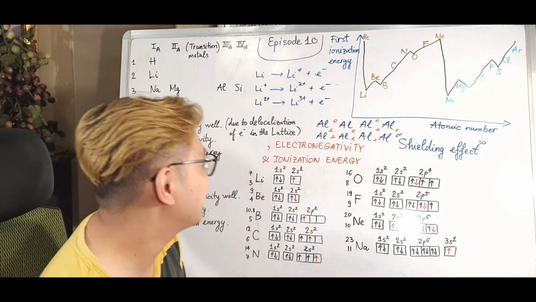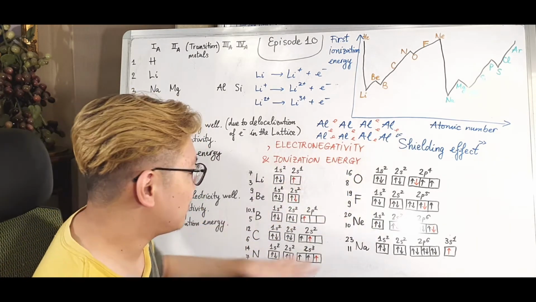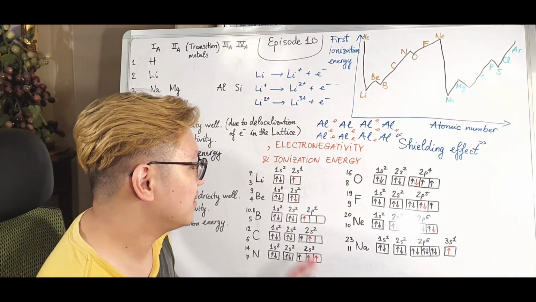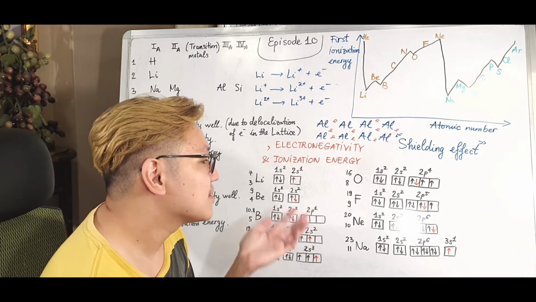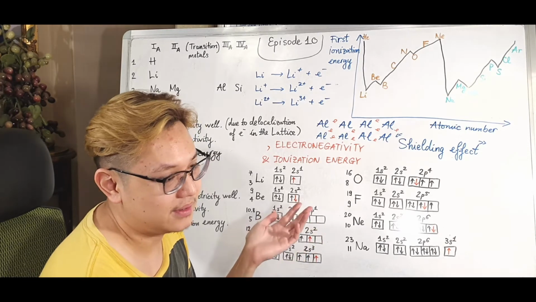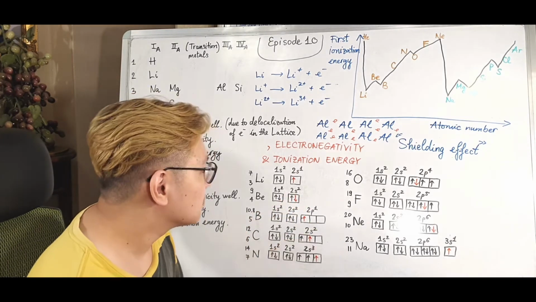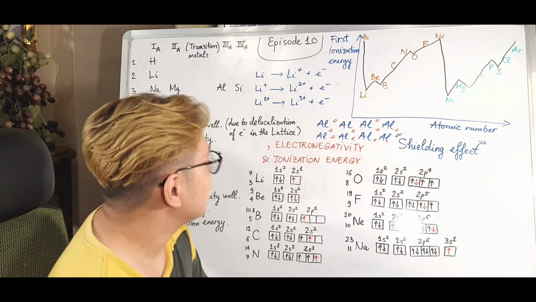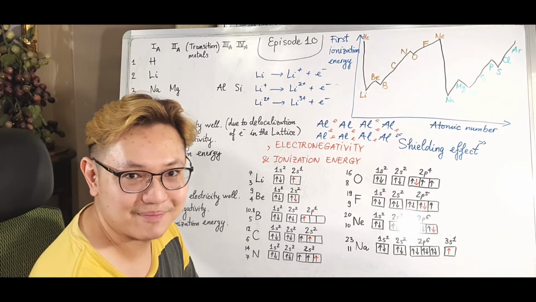Yep, I think. And you can say the same for all the rest of them. Basically, they are further apart from the nucleus, so they are less well guarded, so it's easier to lose them. And hence, since it's easier to lose them, you have lower first ionization energy.